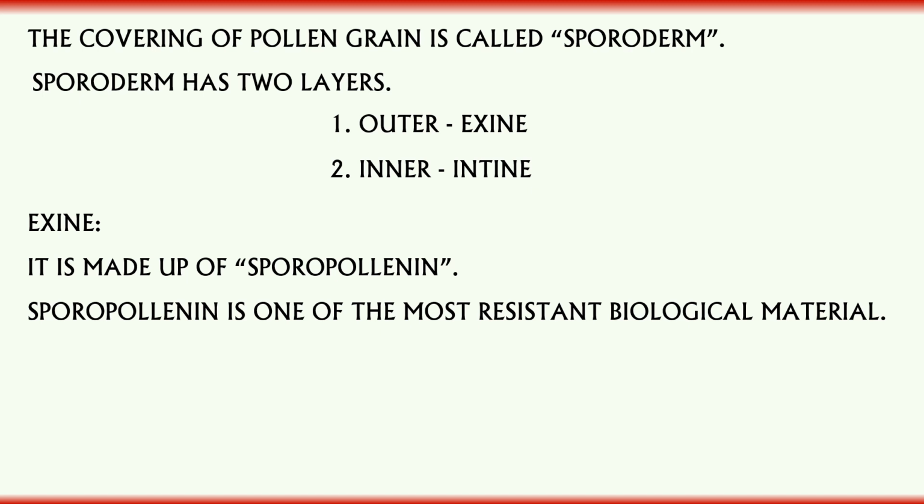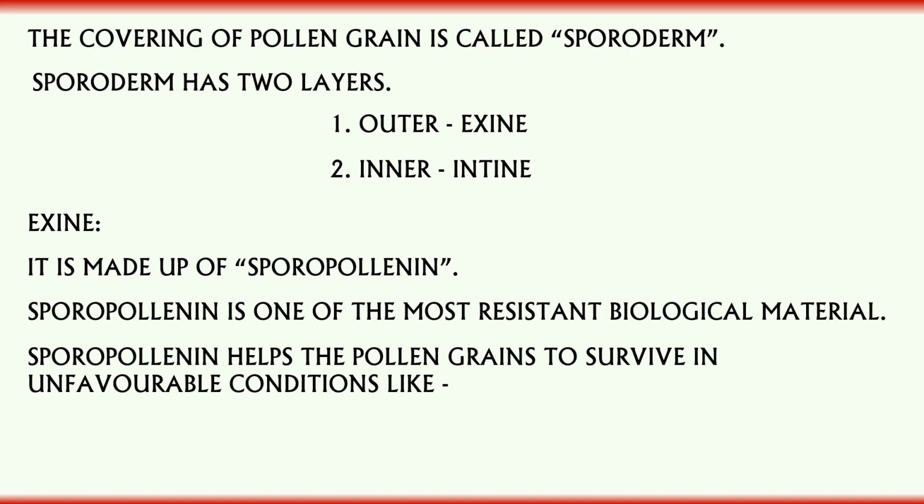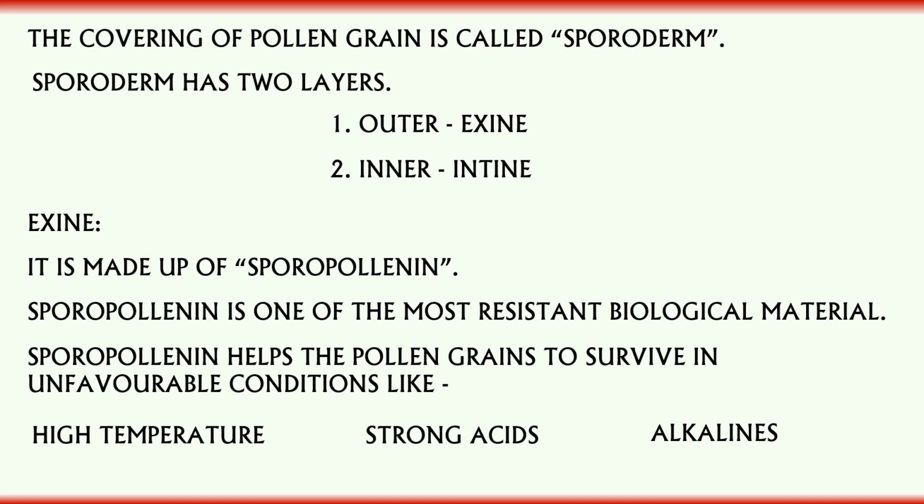Sporopollenin is one of the most resistant biological materials. Sporopollenin helps the pollen grain to survive in unfavorable conditions like high temperature, strong acids, and alkalis. And this sporopollenin is also helpful to identify different species. Also, there is no biological enzyme to digest this sporopollenin.